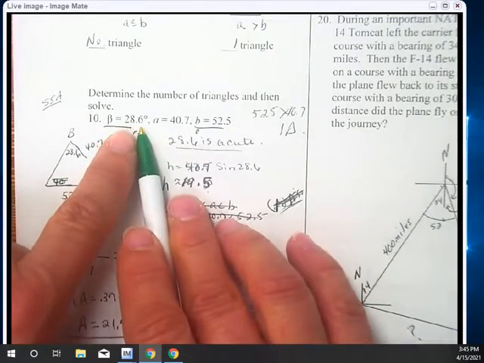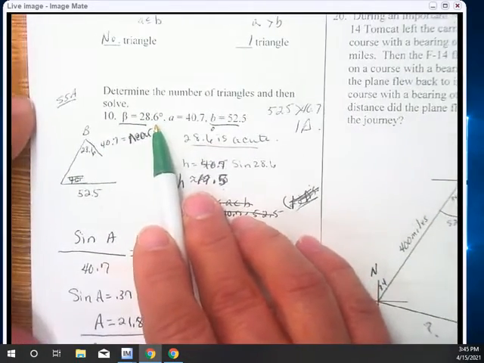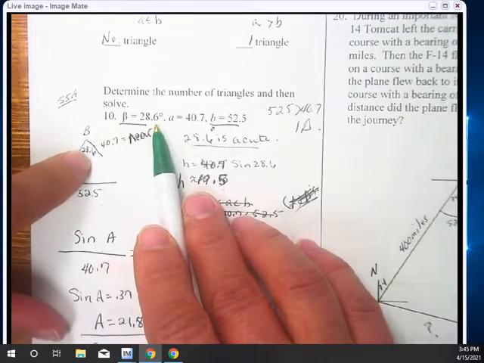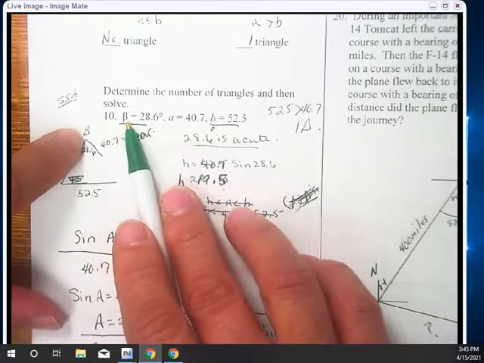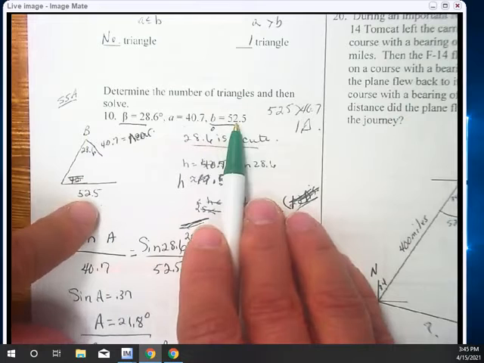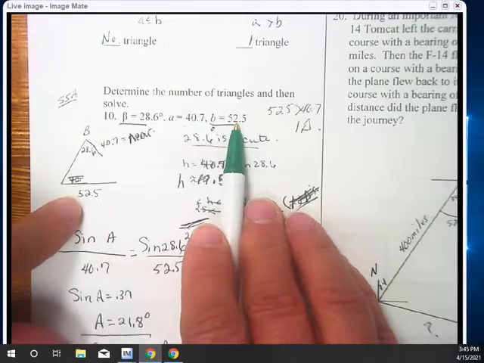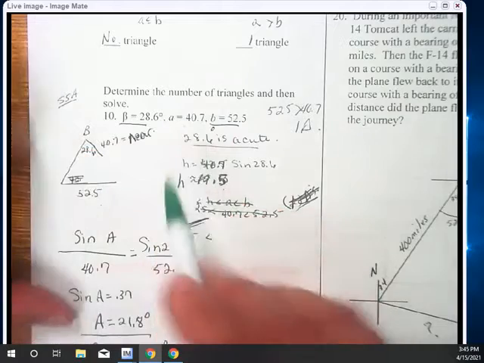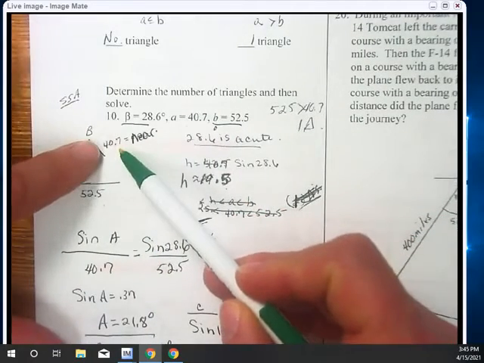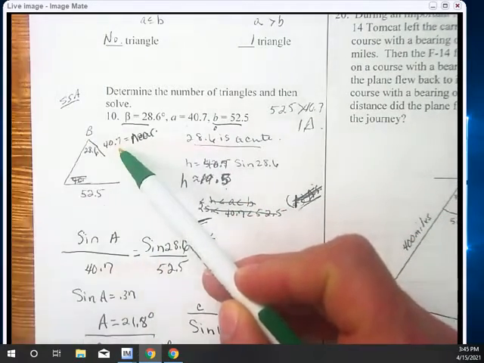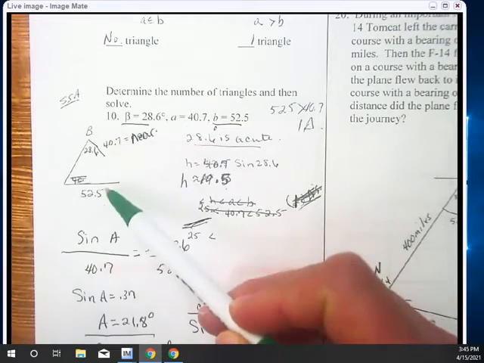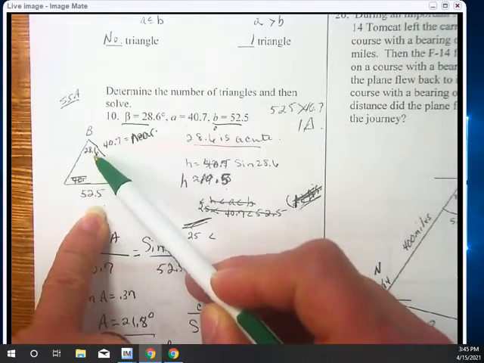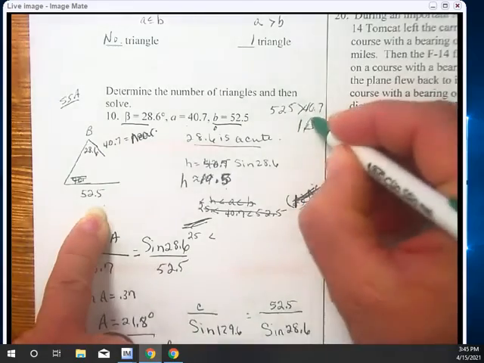28.6 degrees. I start drawing my triangle. I have a 28.6, that's my beta. Opposite beta is 52.5 for the side, and the nearer side is the 40.7, which is my A. My 40.7, the nearer side, is less than the opposite side of the given angle. Therefore, I know there's going to be 1 triangle.